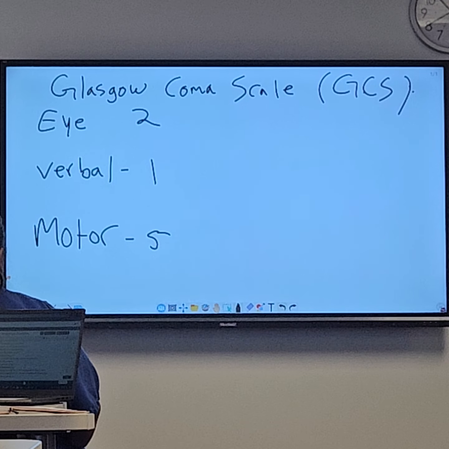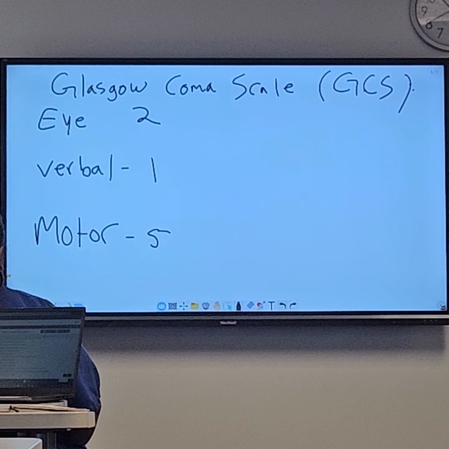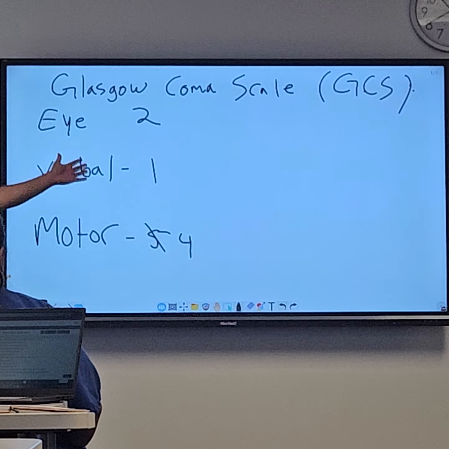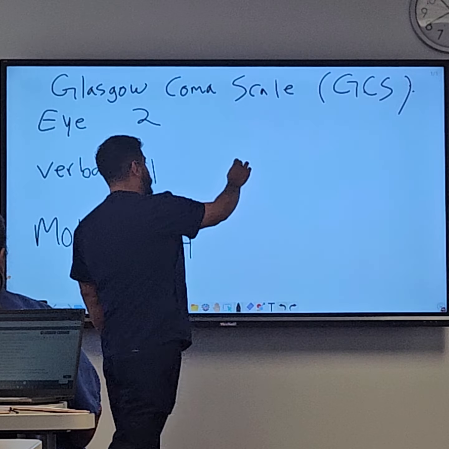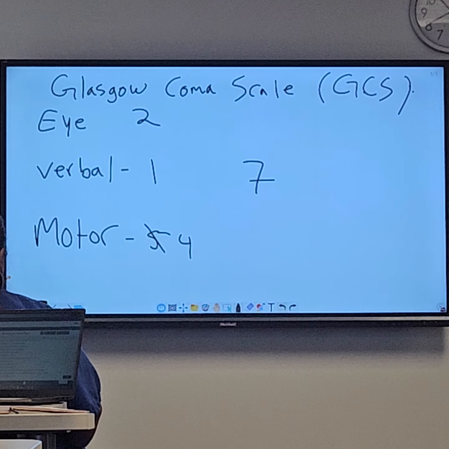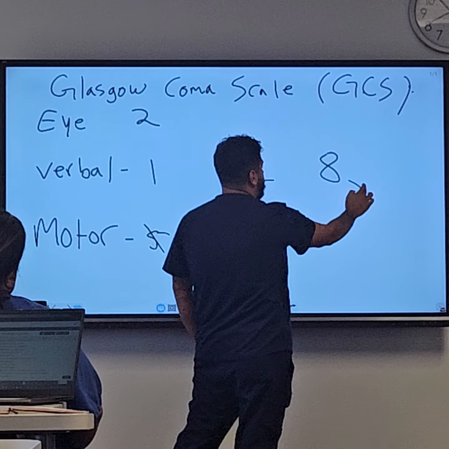Now, let's say that she didn't reach for it, but she just moves away when I pinch her stomach. That's general withdrawal from pain, so then she would be a 4. And then you just add it up. Severe head injury, like head damage, is when they're 8 and below.